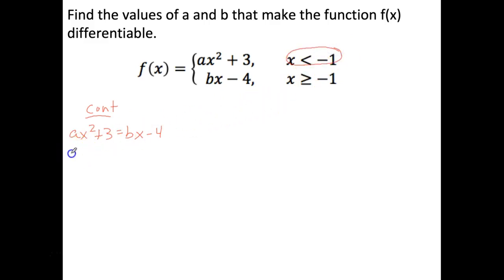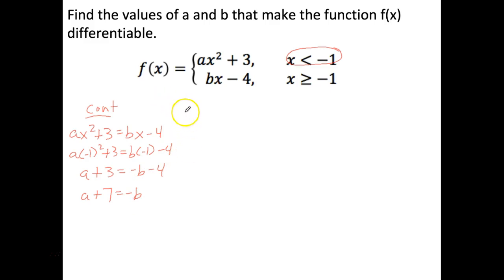So let's plug that in. a times -1 squared plus 3 equals b times -1 minus 4. We can simplify this. -1 squared is just 1. So we have a plus 3 equals -b minus 4. Okay, and then I'm going to leave it right there. You can move over one of these constants if you want. I guess let's add the 4 over. So we can have a plus 7 equals -b. And I'll leave it like that.